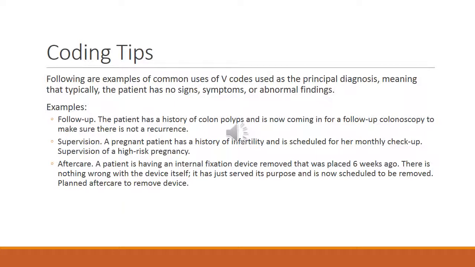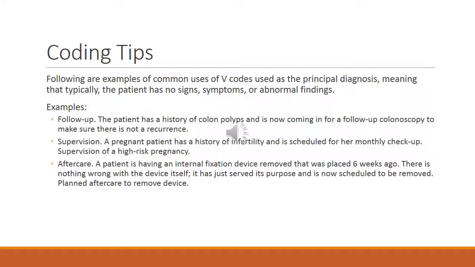Okay, following are examples of common uses of V codes used as the principal diagnoses, meaning that typically the patient has no signs, symptoms, or abnormal findings. And the first example is a follow-up. The patient has a history of colon polyps and is now coming in for a follow-up colonoscopy to make sure there is not a recurrence.